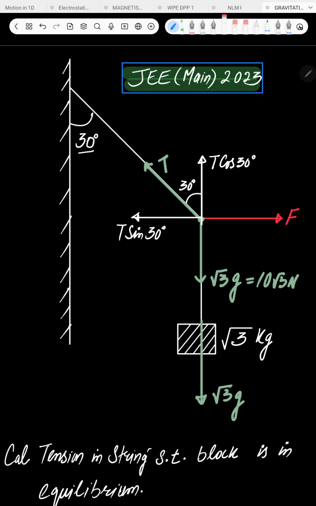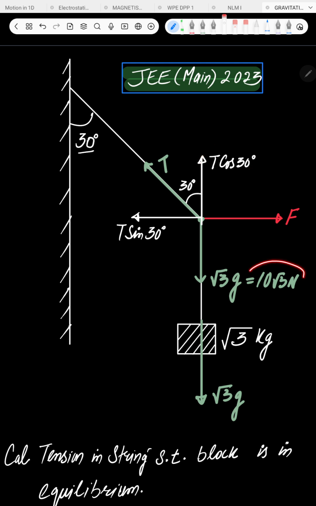Now, what is the net force on this node? That is equal to 0 because it is at rest, or it is in equilibrium. When the net force is equal to 0, it simply means that this upward force, which is T cos 30 degree, should be equal to the downward force, which is 10 root 3 Newton. From that we can calculate T. If we are supposed to calculate this external force, we can do that as well. Simply this external force will be equal to T sin 30 degree. From that equation we can calculate the value of this capital F. But let's first try to calculate the value of the tension in the string.